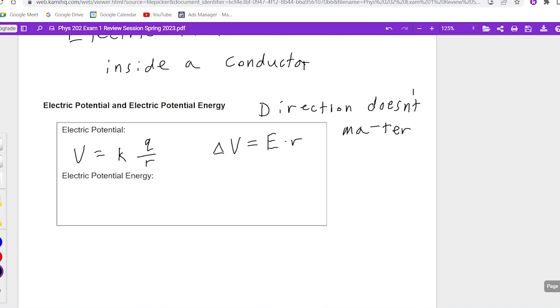What does delta mean? Delta means change in voltage. I say voltage, it's technically potential, but they're also the same thing. So change in potential is equal to the electric field times the radius or distance, okay? And then the electric potential energy, that is the equation U equals K Q1 Q2 over just R, not R squared, and again the direction doesn't matter. Okay, any questions before we get into the actual problems?